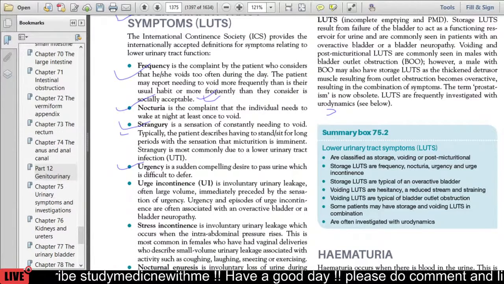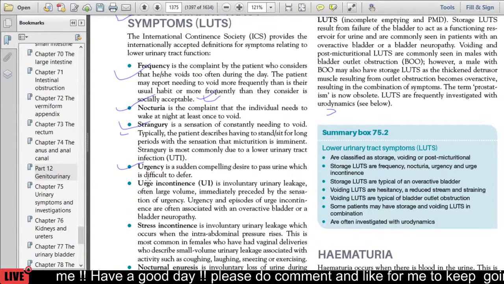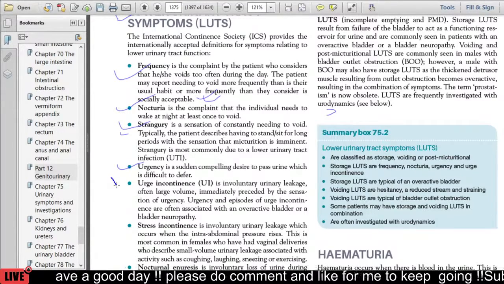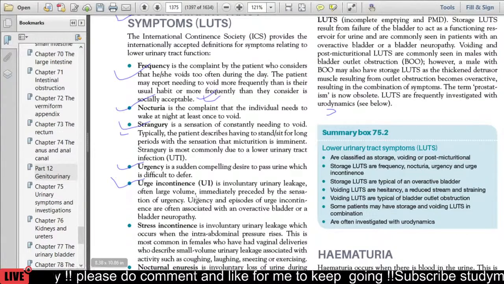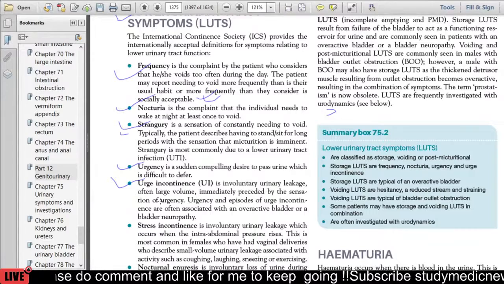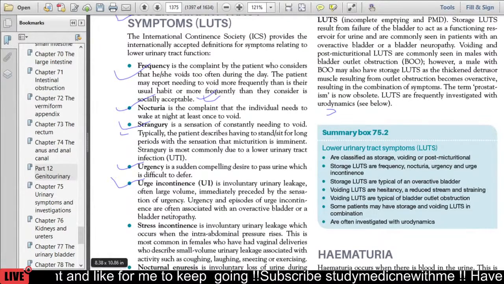So strangury is one thing. Another term is urgency. Urgency is a sudden compelling desire to pass urine, which is difficult to defer. This is also called urge incontinence, which is an involuntary urinary leakage of a large volume immediately preceded by the sensation of urgency.